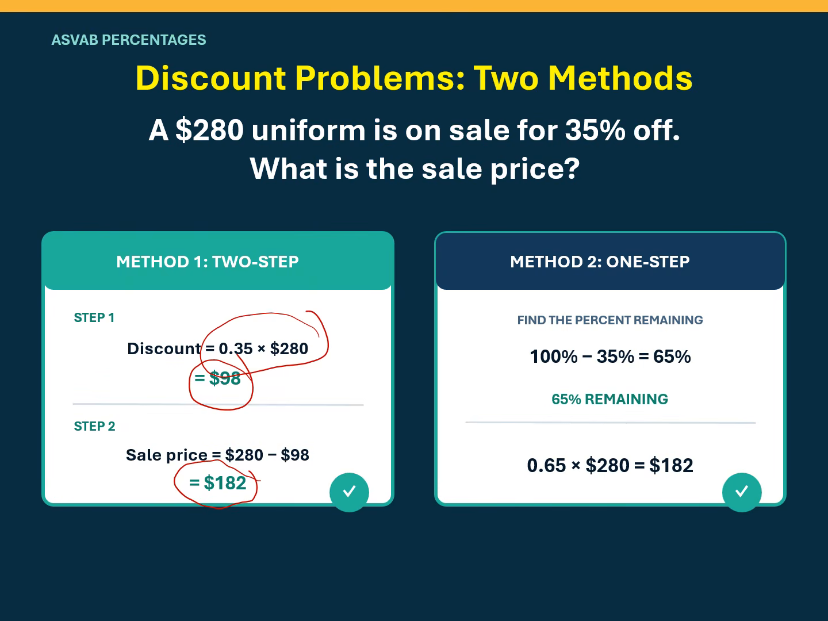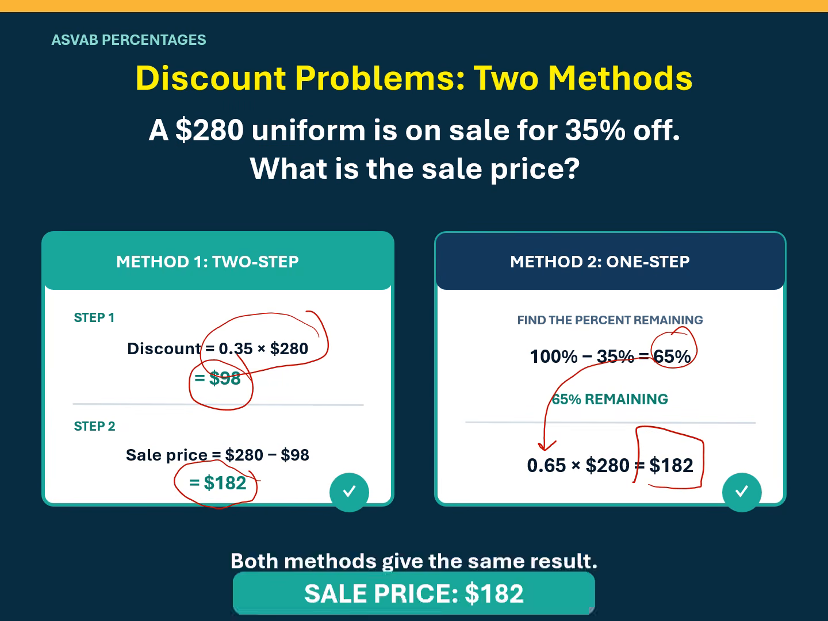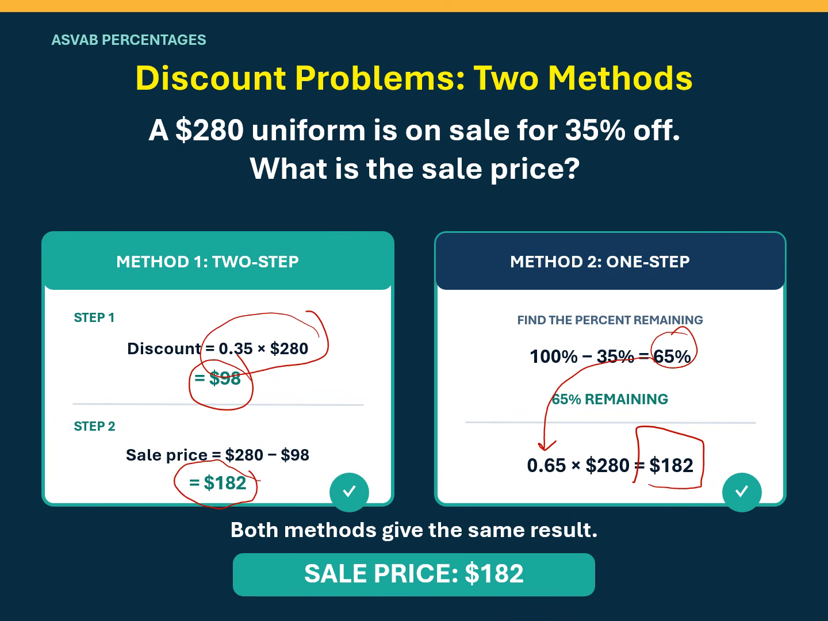The second approach. The first step. If 35% is removed, 65% remains. Now we need to convert 65% to decimal and multiply by 280. We have $182. Both methods are correct. Use the one that makes sense to you.